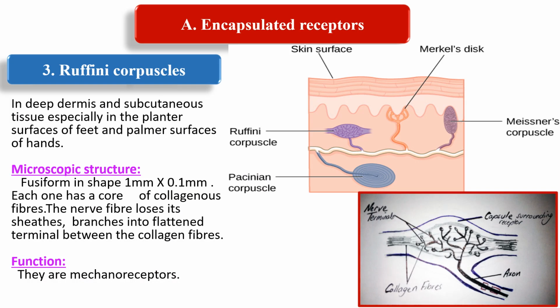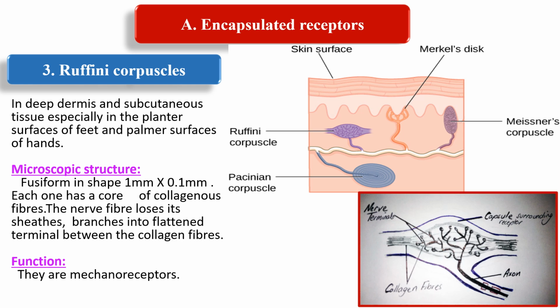As regards the third type of encapsulated receptor, the Ruffini corpuscle. What about the Ruffini corpuscle? We must know the site of the Ruffini corpuscle. It is present in the deep dermis and subcutaneous tissue, especially in the plantar surface of the feet and the palmar surface of the hand. Here we can see the Ruffini corpuscle.